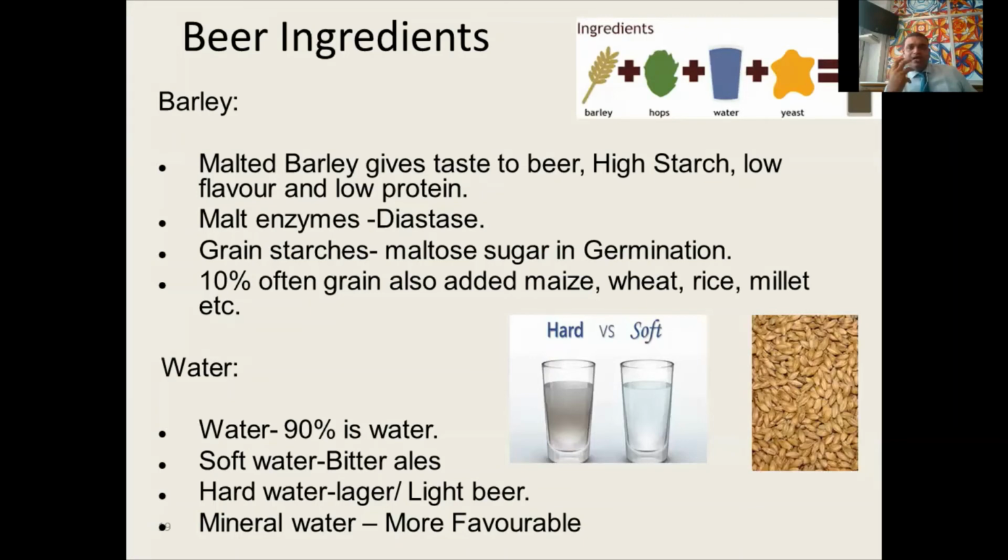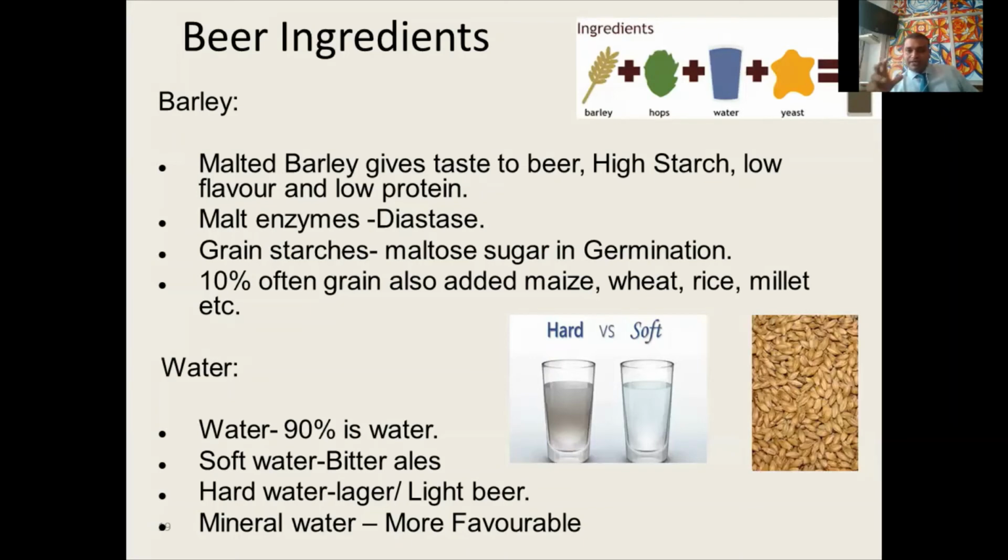We take the barley and soak it in water for 2 to 3 days. This grain absorbs the water and bulges to 2 to 3 times its actual size. What happens inside is the starch is converted into sugar. That is nothing but the malt: the malted enzymes are converted into diacetyls. The technical version is that malted enzymes are converted into diacetyls.